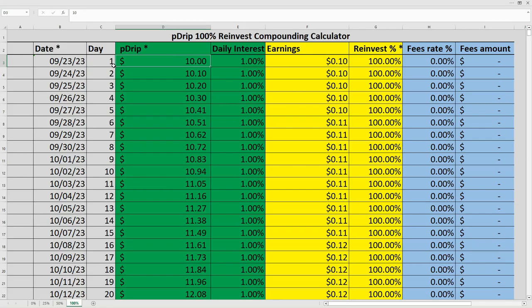All right, guys, so over here is my pDrip reinvesting compounding calculator. This section here is your pDrip in the faucet. This is your days, the date, daily interest, earnings, reinvest, and fees. So if you compound back into the faucet, you actually don't pay that 10% fee, which is pretty awesome. Okay, if you withdraw from the faucet, you're going to pay 10% on the withdrawal. And then when you sell the Drip, that's another 10%. So basically, whatever you're earning in the faucet, you have to minus 20%. And that's what your take-home pay will be. Still pretty good. Okay, it helps support the system.